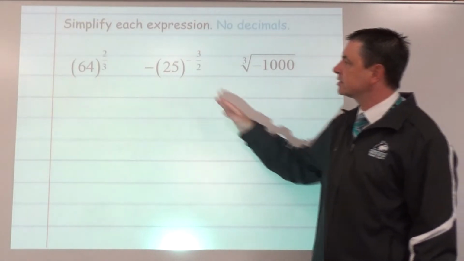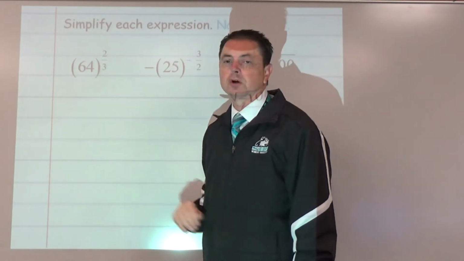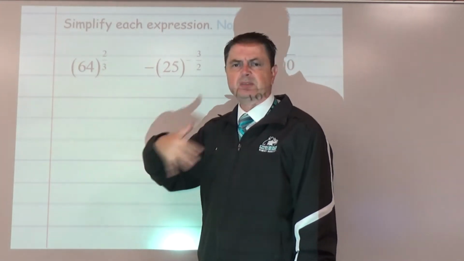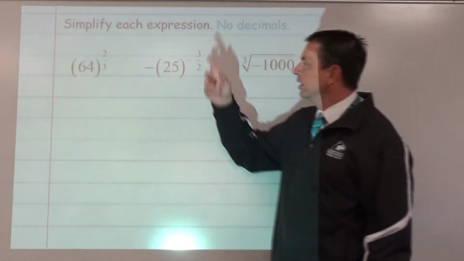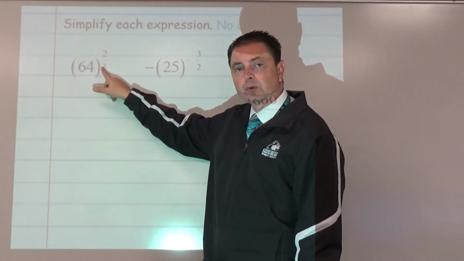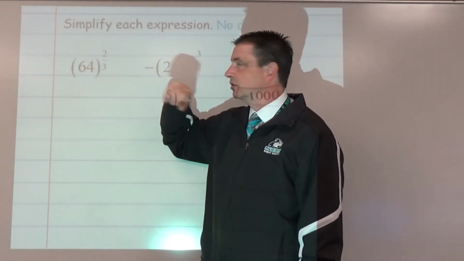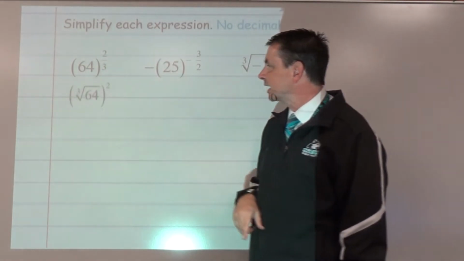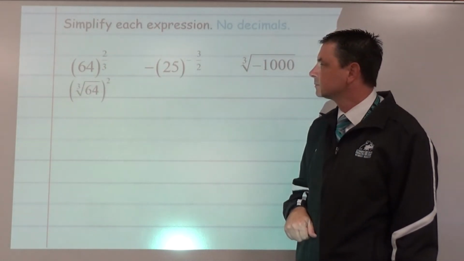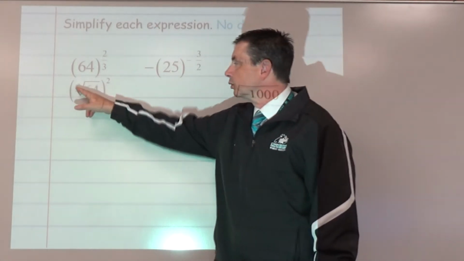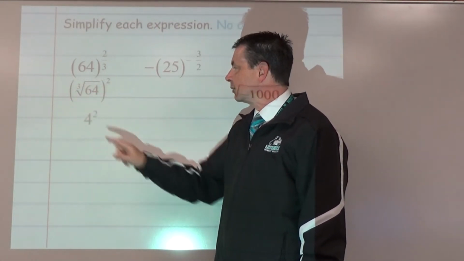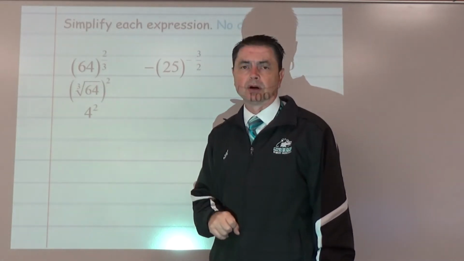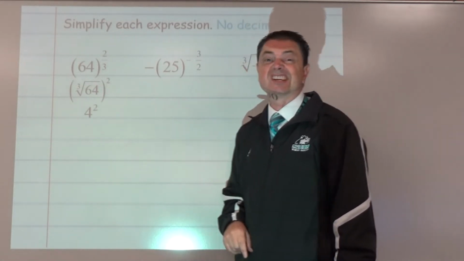Some more here, 64 to the 2/3 power. It's in parentheses, but really that doesn't change anything about it. So we are going to do the cube root of 64, raise that to the 2nd power. Cube root of 64 is 4. So we're talking about 4 to the 2nd power. That means 16.